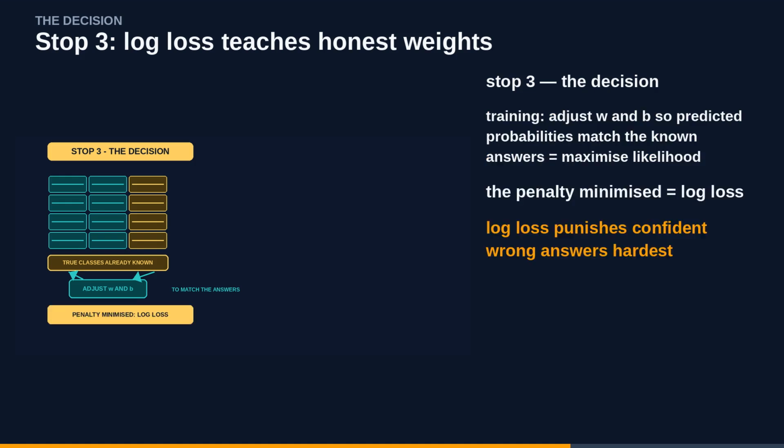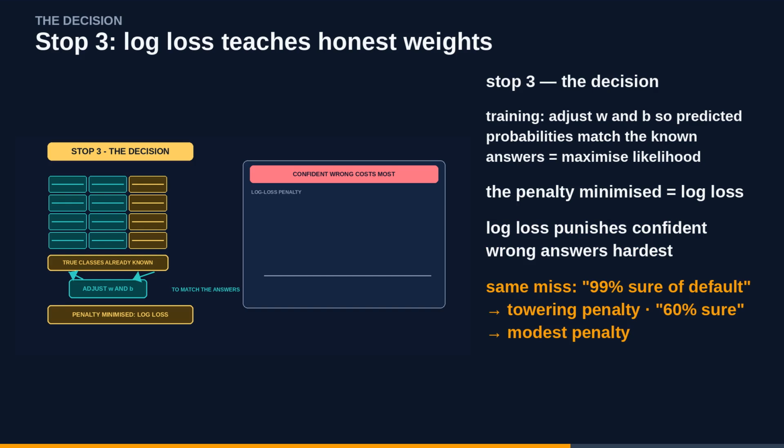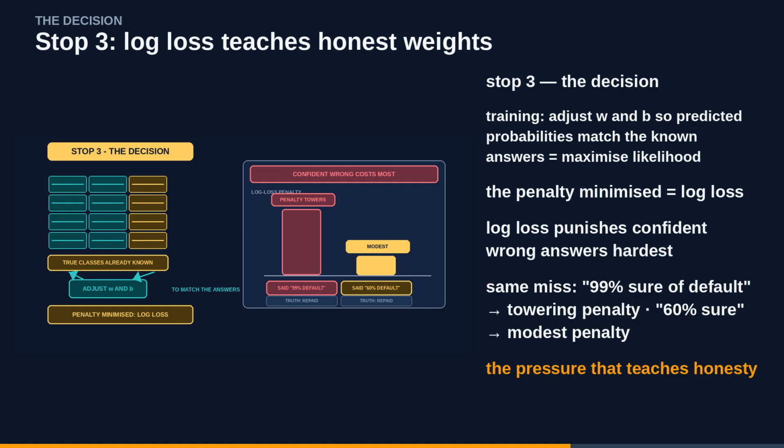And log loss has one behavior worth remembering. It punishes confident wrong answers far harder than unsure ones. Watch 2 models miss the same safe repayer. One shouted 99% sure they will default, its penalty towers. The other said 60%, a modest penalty. That pressure is what teaches the model to be honest about its uncertainty instead of shouting.